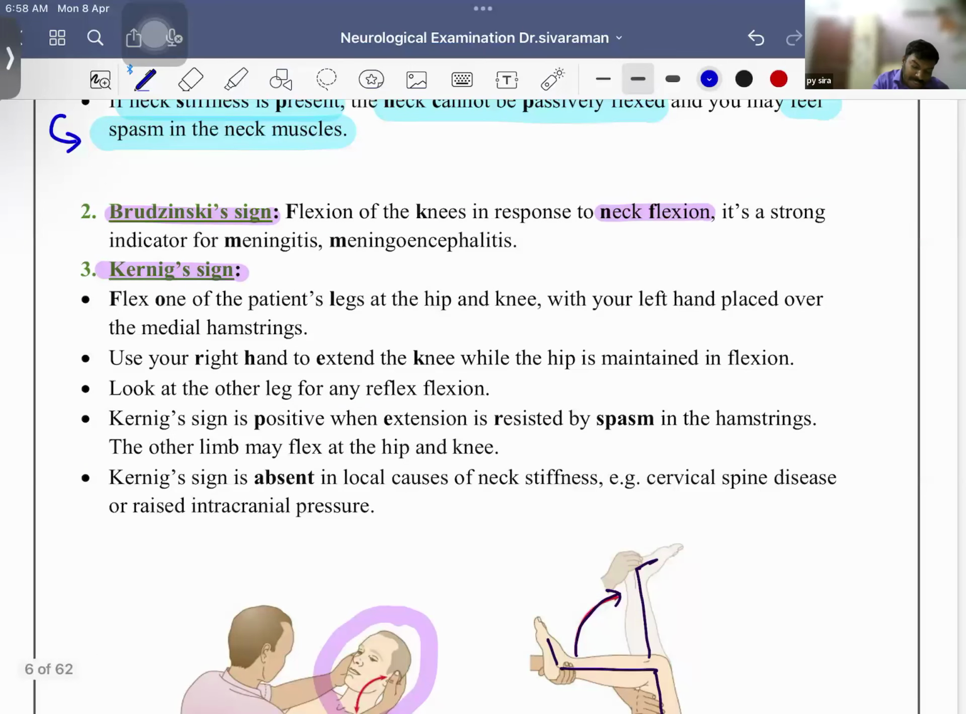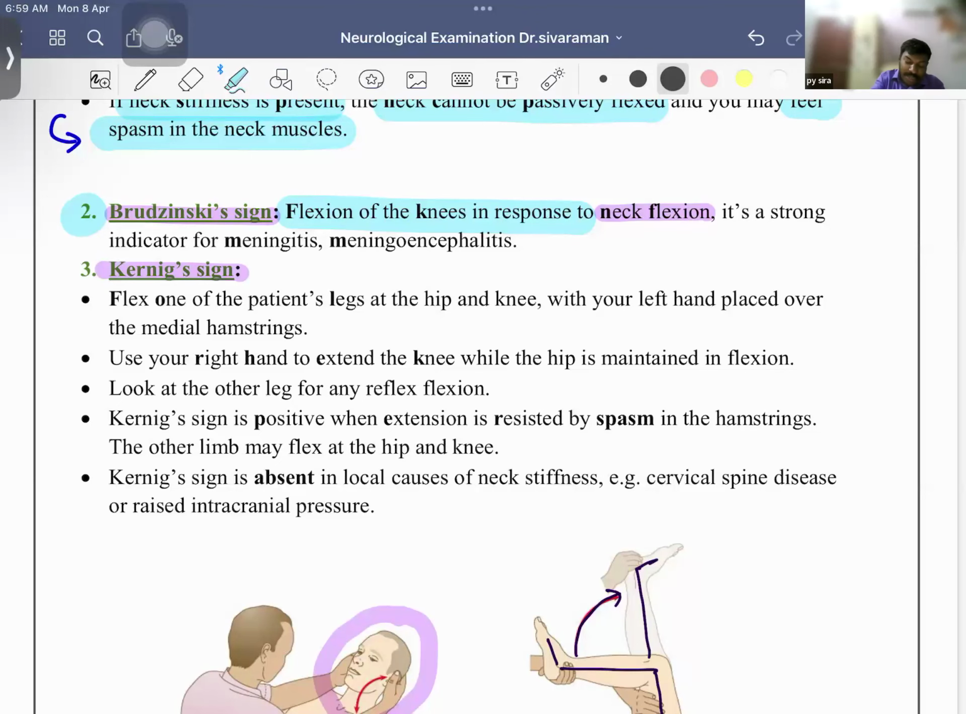Second is Brudzinski sign. Flexion of the knees in response to neck flexion. Whenever you flex the neck, the patient's legs flex. This is called Brudzinski sign.